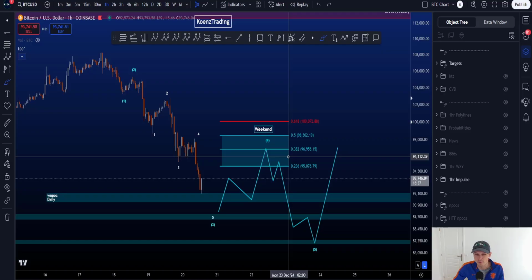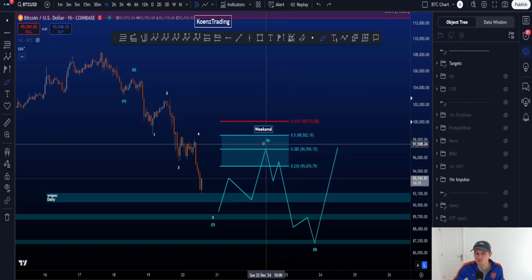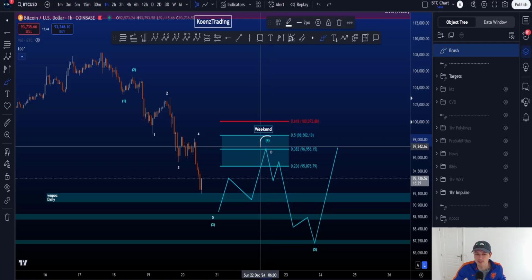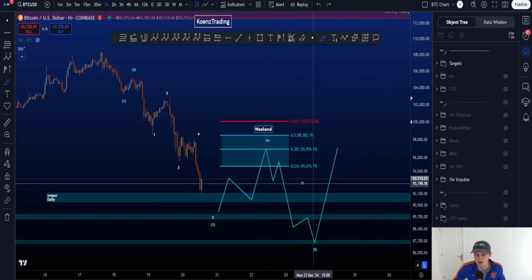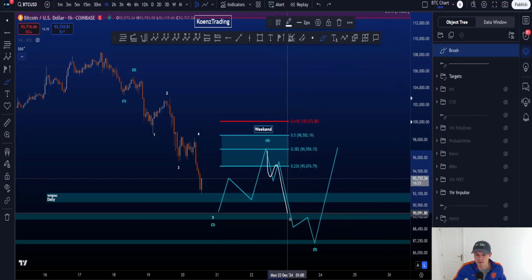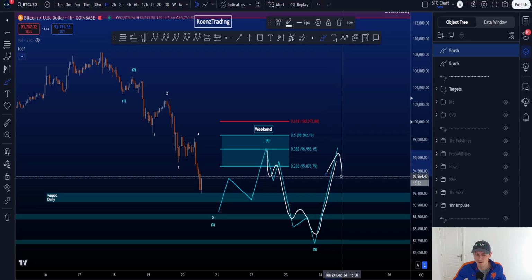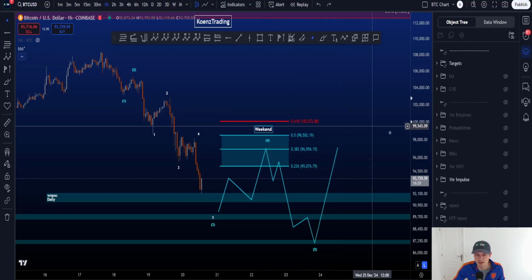Now what can help is that the weekend is coming up. So the weekend most commonly creates a sideways ranging structure, which is exactly what we like to see in this wave 4. After 4, we want to see one more 5-wave structure down and continuation to the upside.